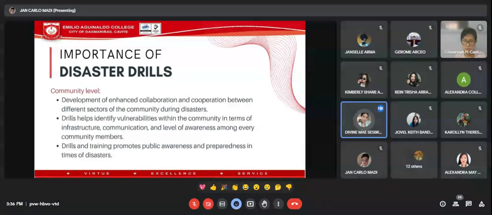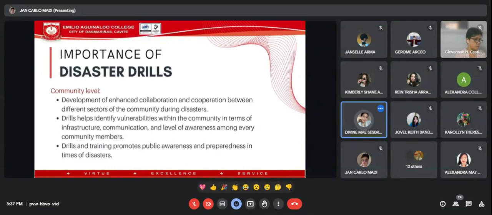So first is yung development of enhanced collaboration and cooperation between different sectors of the community during disaster. So dito kasi, kapag during disaster drills kasi, kailangan mag-facilitate ng mga coordinator or na magkaroon ng coordination and collaboration between various sectors ng community. And kasama dyan yung mga local government agencies tulad ng mga barangay, and then mga emergency services like yung mga NPO, and then also yung residents na din.